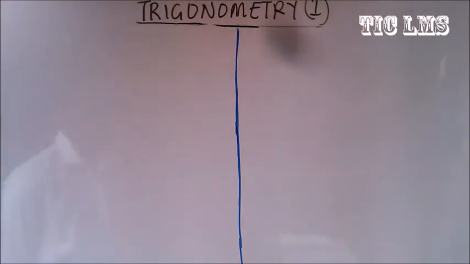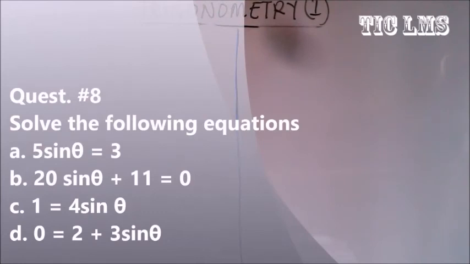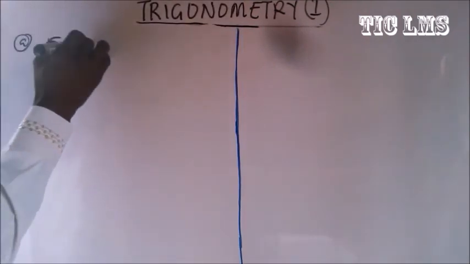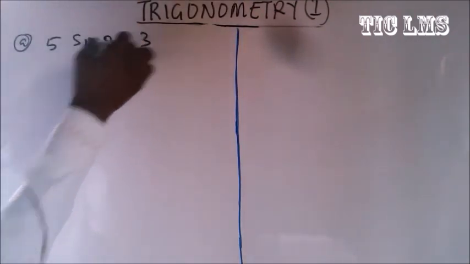Next question says solve the following equations. A, 5 sine theta equals 3. B, 20 sine theta plus 11 equals 0. C, 1 equals 4 sine theta. D, 0 equals 2 plus 3 sine theta. Alright, so let's take the first one, which is 5 sine theta equals 3.